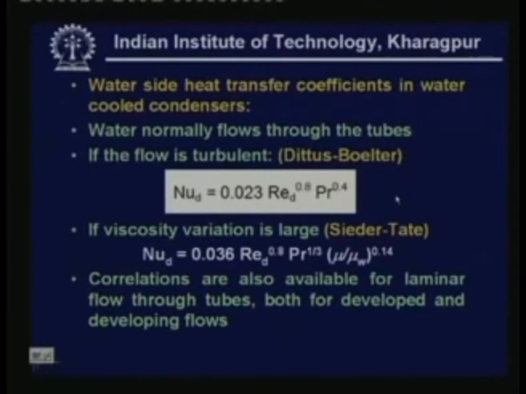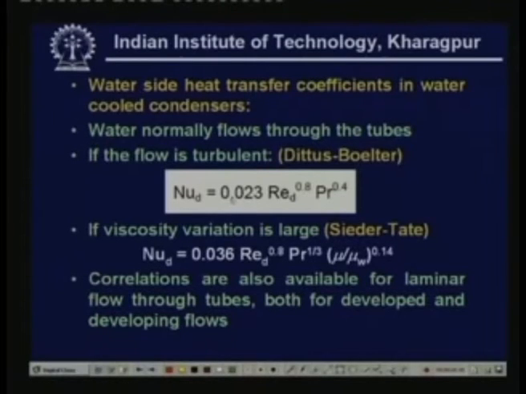Now, let us look at water cooled condensers and see how to calculate water side heat transfer coefficients in water cooled condensers. Normally, we have seen that water flows through the tubes, and generally that flow is turbulent. So, if the flow is turbulent and if the flow is through the tubes, then we can use a simple Dittus-Boelter correlation which was discussed earlier.